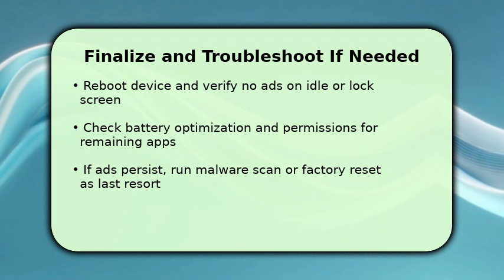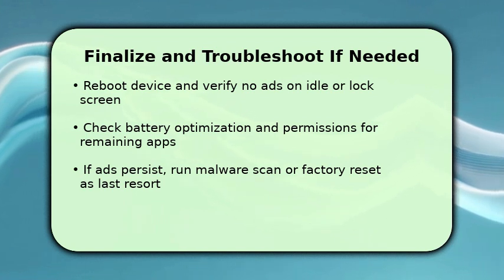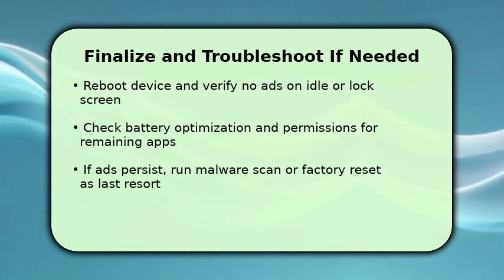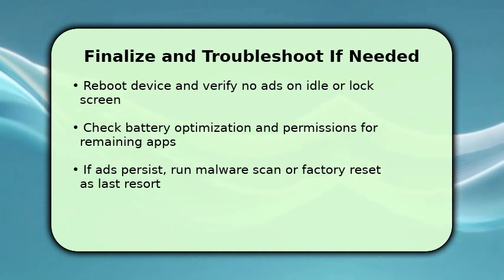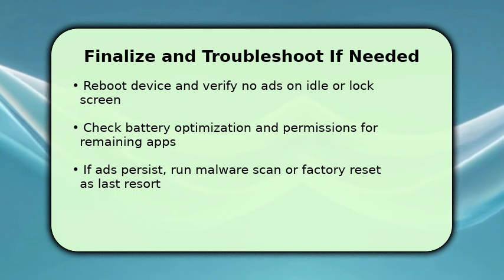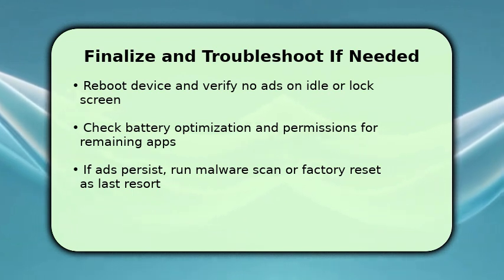exclusions. If ads persist, run a reputable malware scan, check for device admin apps, and consider a factory reset only after backing up data. If reset is required, you'll remove deep system-level adware. Otherwise, notify your carrier or OEM for persistent bundled apps.